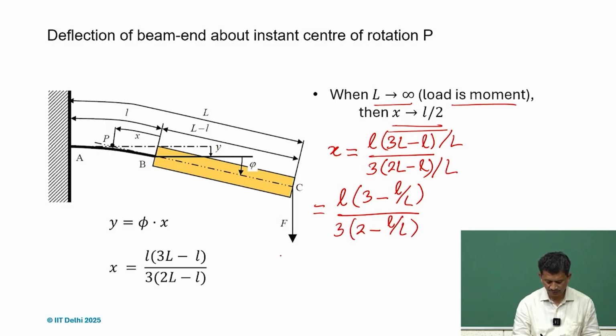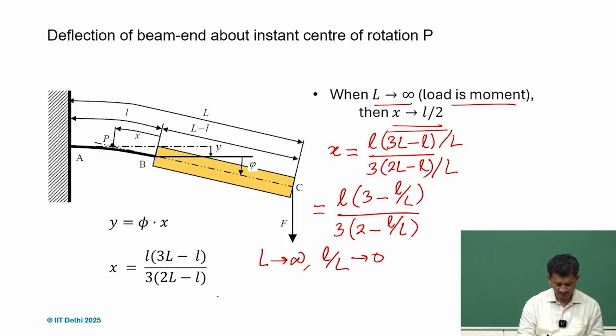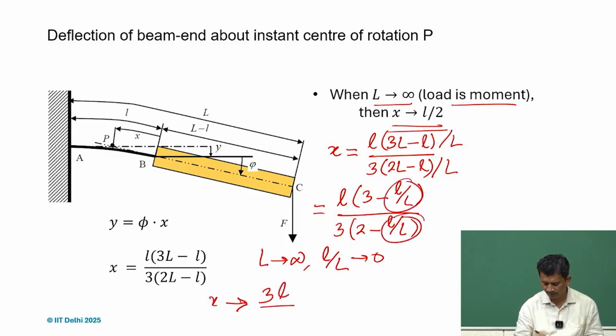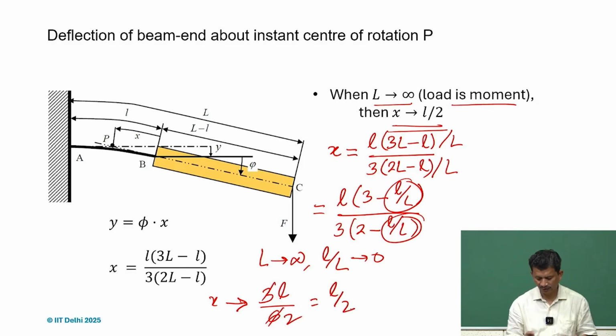So when L tends to infinity, small l by L tends to 0. So what happens then? This x tends to 3L divided by, because this part will be 0, so we are left with 3L divided by 6, equal to L by 2. So that's how we can find it.